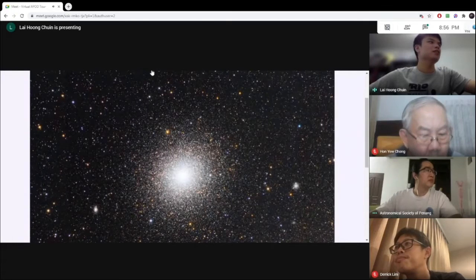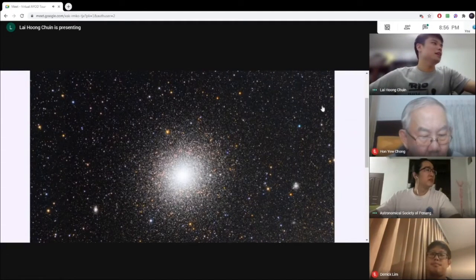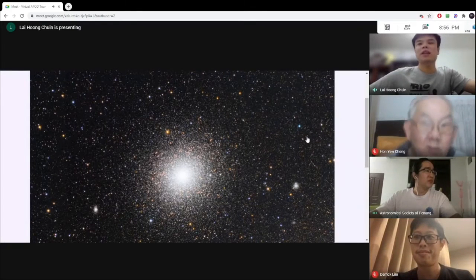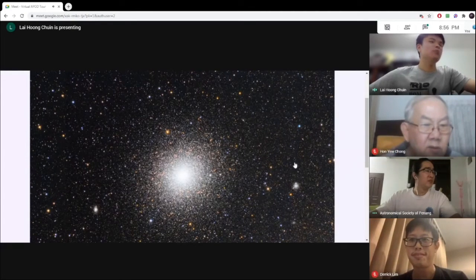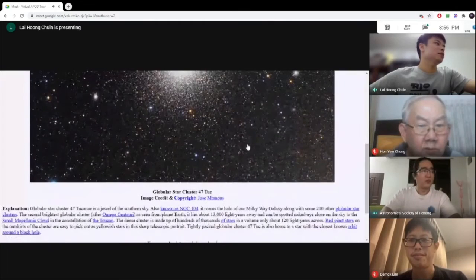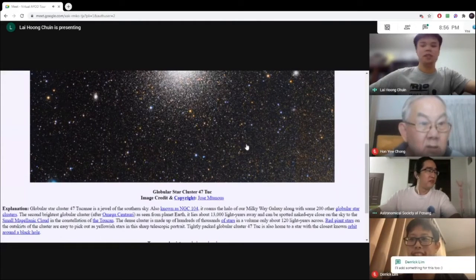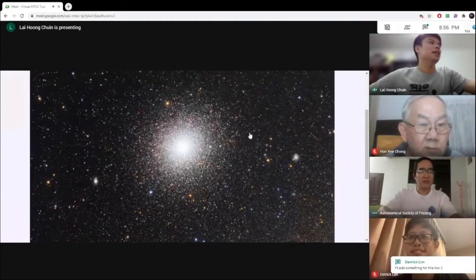So it's about the globular cluster. Okay, a globular cluster is a group of stars. Each small point over here represents a star, or even more than one star. This globular cluster is called globular star cluster 47 Tucanae, located in the constellation Tucana.